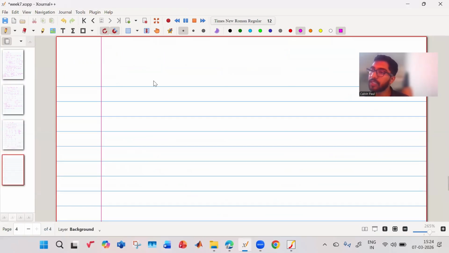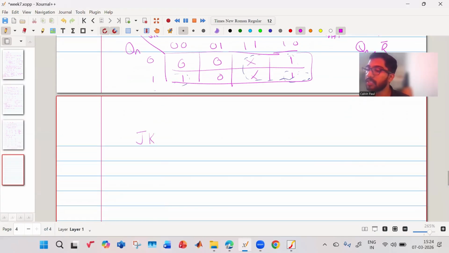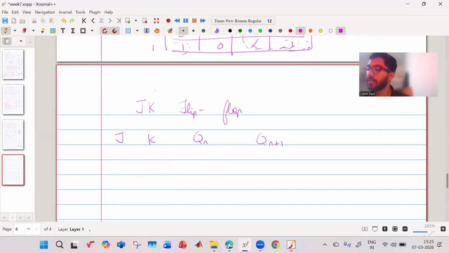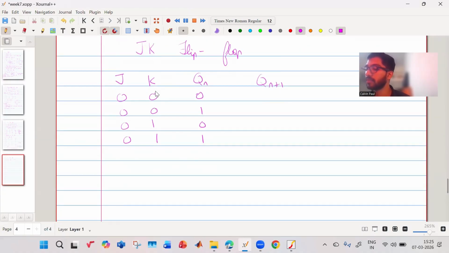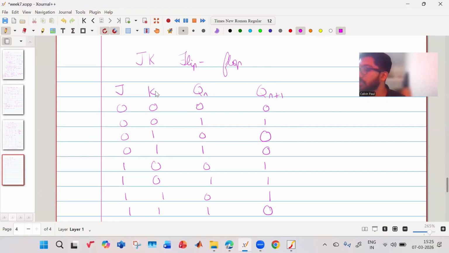We can also do it for various other flip-flops, that is the JK flip-flop. Okay, let us consider the JK flip-flop. You have J, you have K, you have Qn, you have Qn plus 1. So again, you have 000, 010, 100, 110, 001, 011, 101, 111. If J is 0, K is 0, Qn plus 1 is equal to Qn, so it will be 0 and 1. If J is 0, K is 1, it is reset, so it is 0, 0. If J is 1, K is 0, it is set, so it is 1, 1. If J is 1 and K is 1, Qn will toggle, so 0 will become 1 and 1 will become 0.